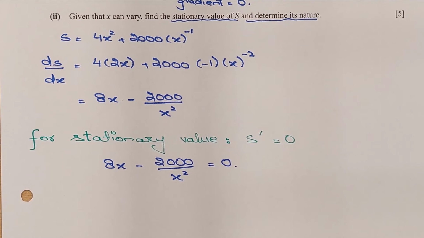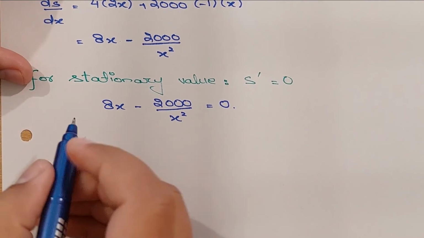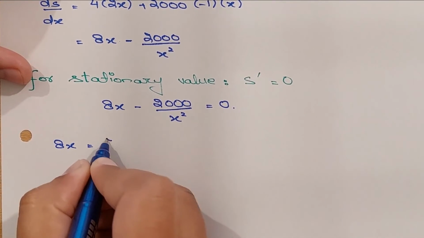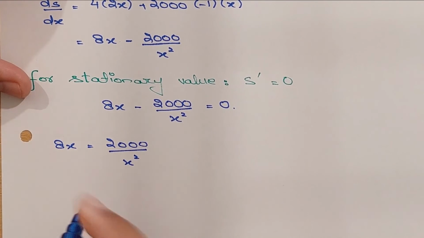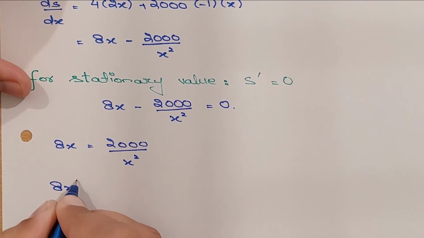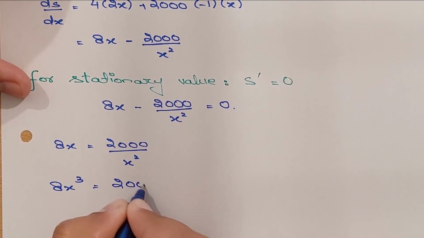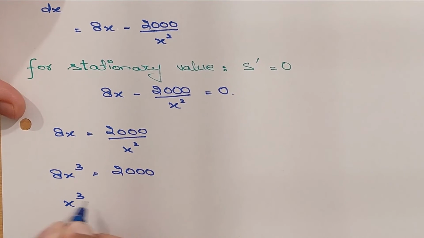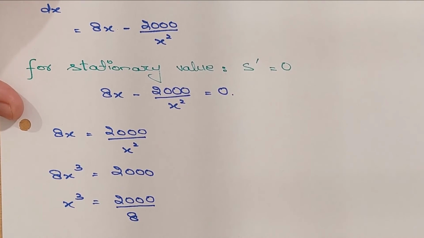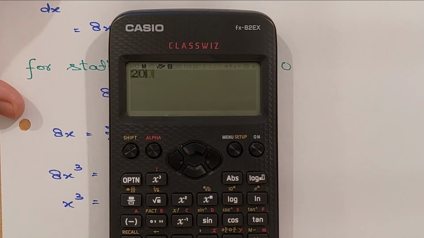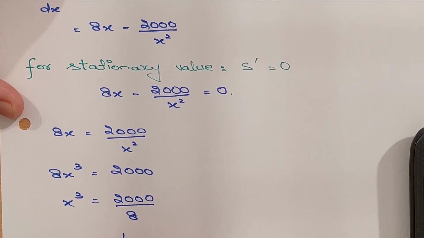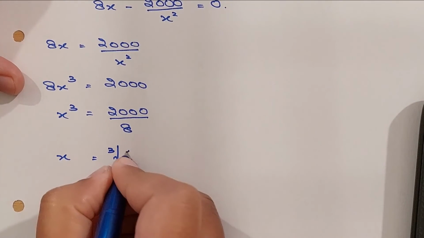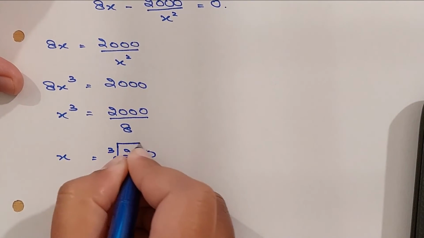So now we have to solve for x. From here, 8x equals 2000 over x square. Doing a cross multiplication, we have 8x cube equals 2000, and x cube equals 2000 divided by 8. What is 2000 by 8? This is 250. So x equals cube root of 250. This is a stationary point.